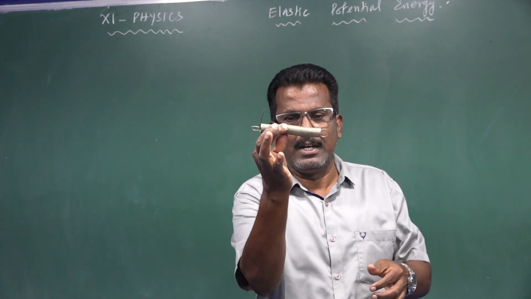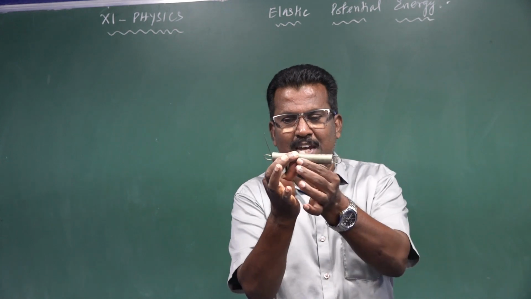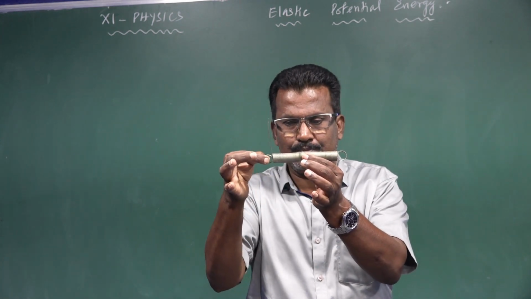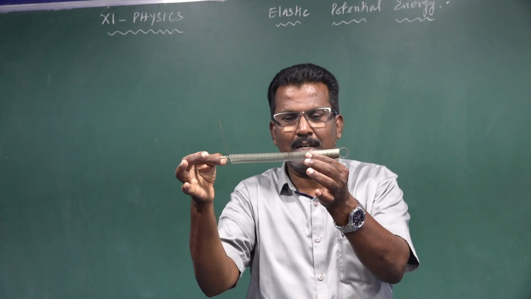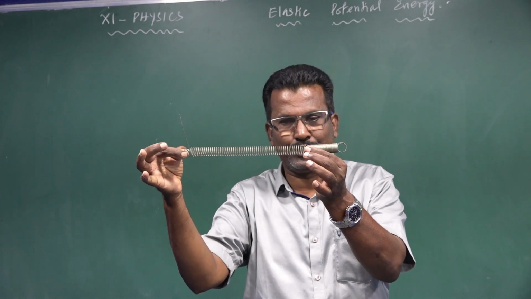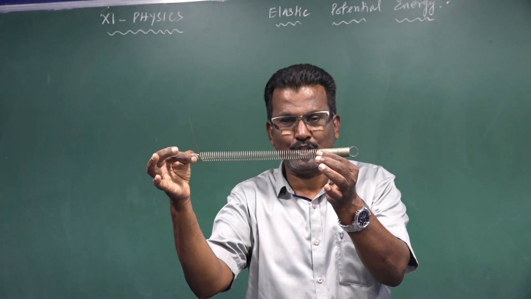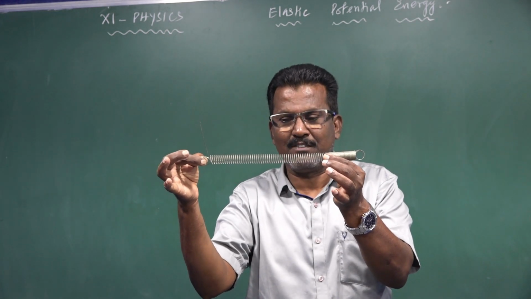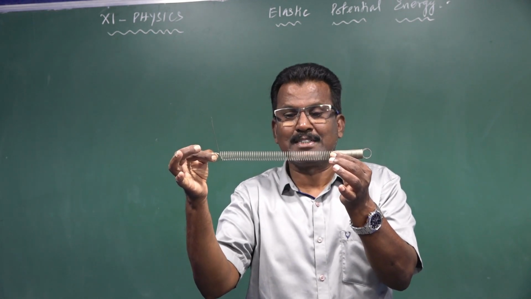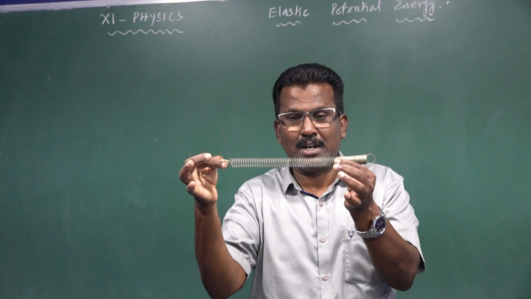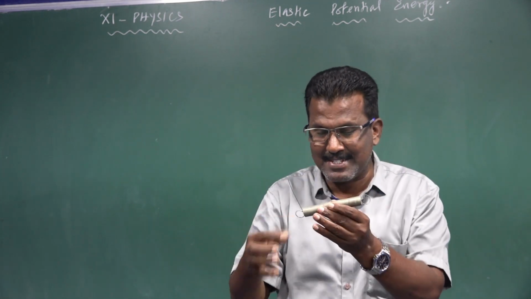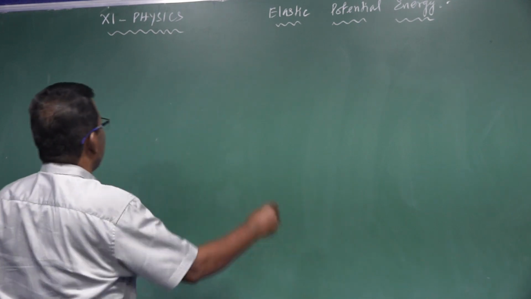This is the original position of the spring. If I am applying the force, the original shape of the spring changed. So the body is deformed. They are changing the position. When the body is deformed, some work is said to be done on the body. The work done stores energy. That energy is called potential energy.